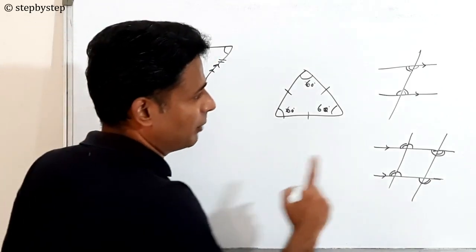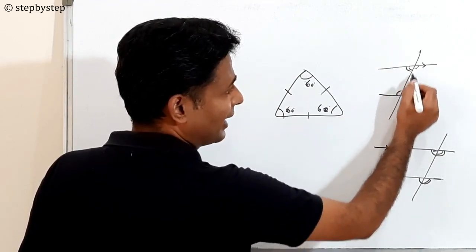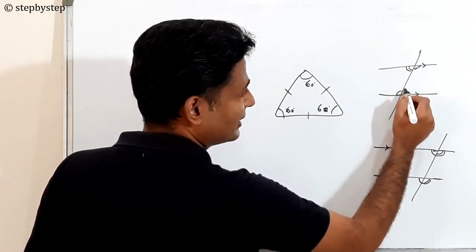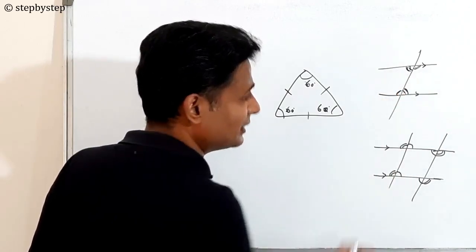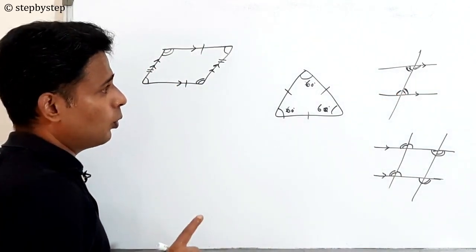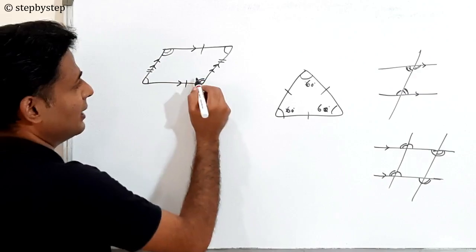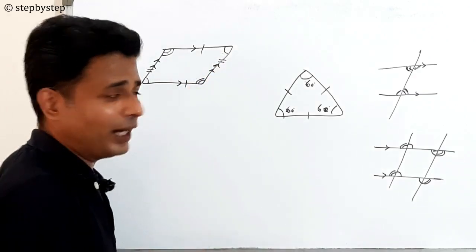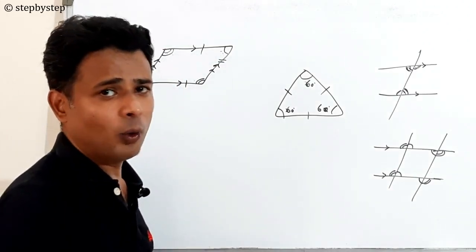Also in parallel lines, one more thing you need to remember is, the sum of interior angles on the same side, which means this angle and this angle, is equal to 180. This angle plus this angle is 180. So in this, opposite angles are equal, whereas this angle plus this angle and this angle plus this angle is 180.